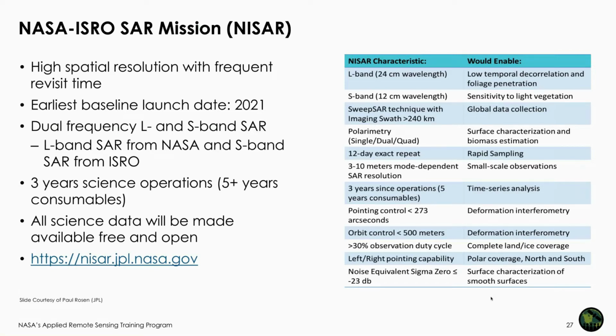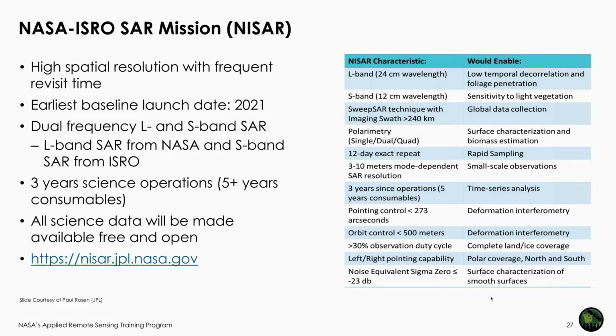This is a little bit more information about the NISAR mission. It'll have a high spatial resolution by using a special technique we call sweep SAR, which I don't have time to explain, but it gives us a wide swath and high resolution. It'll have a second radar in addition to the L-band radar. It's called S-band. It's a 12-centimeter radar wavelength that's being built by ISRO, the Indian Space Research Organization.